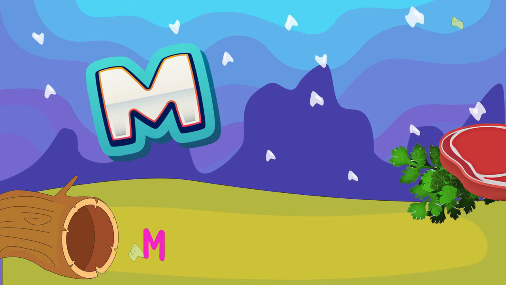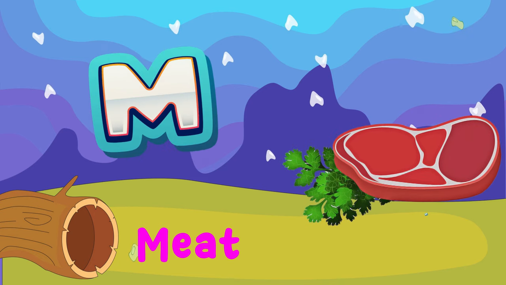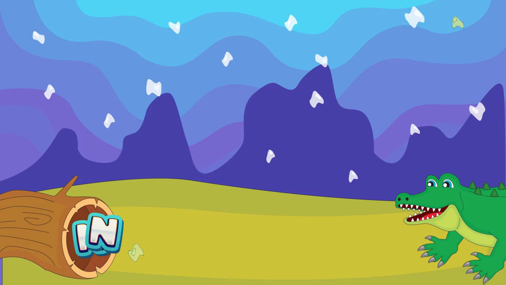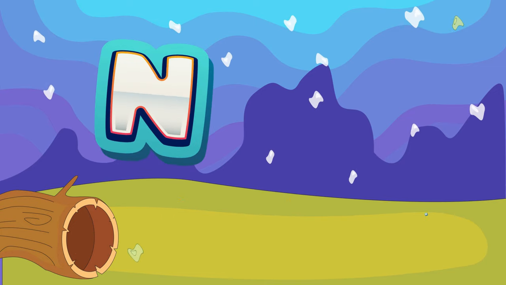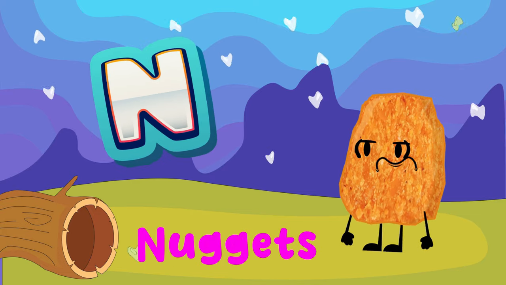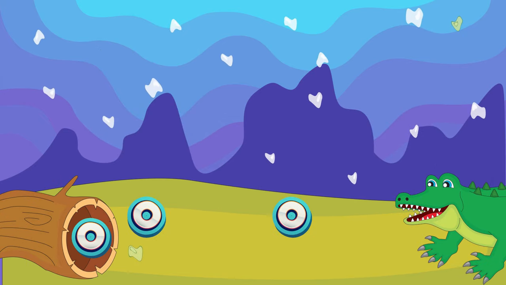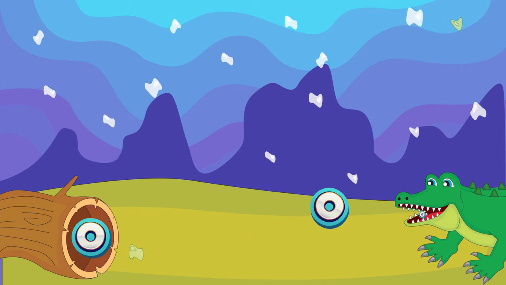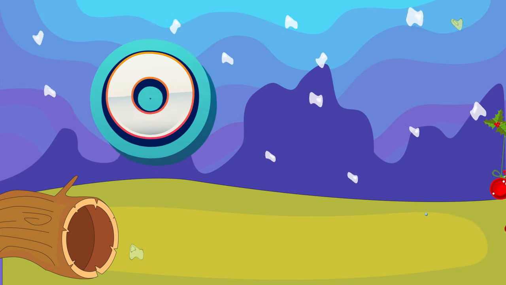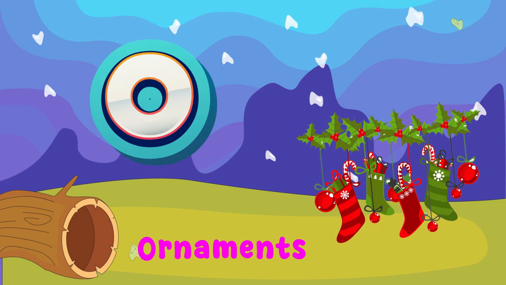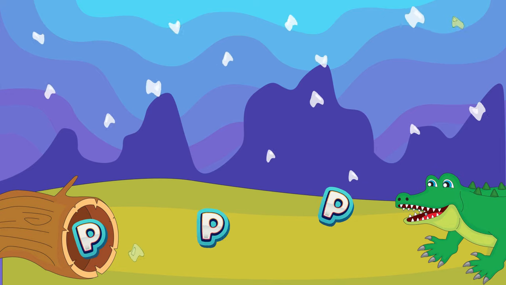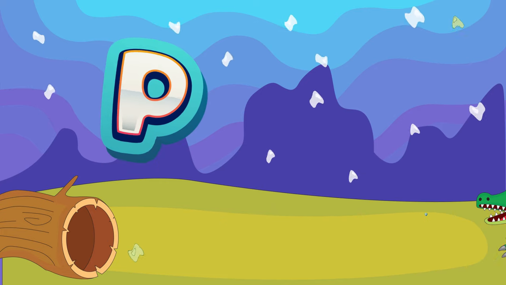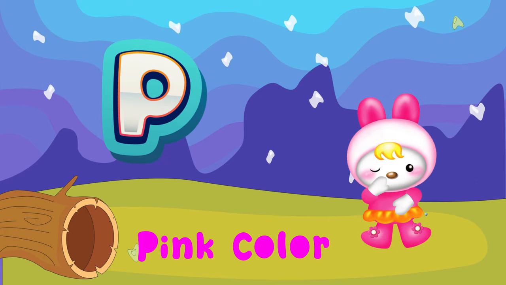M. M for meat. N for nuggets. O. O for ornament. P for pink color.